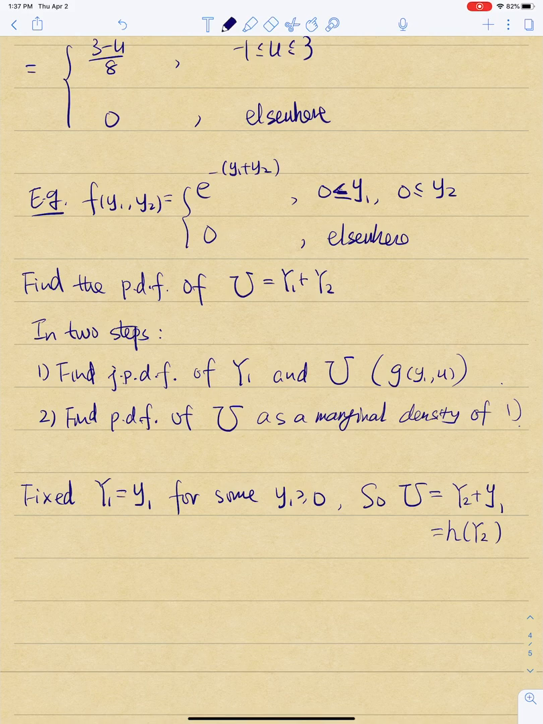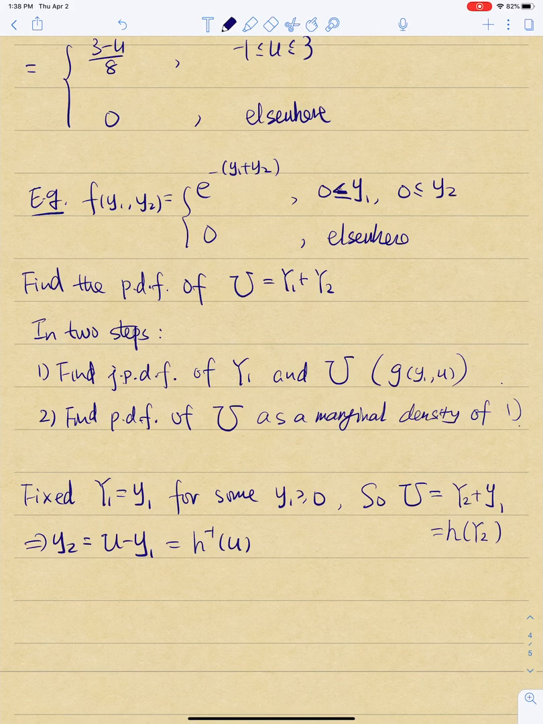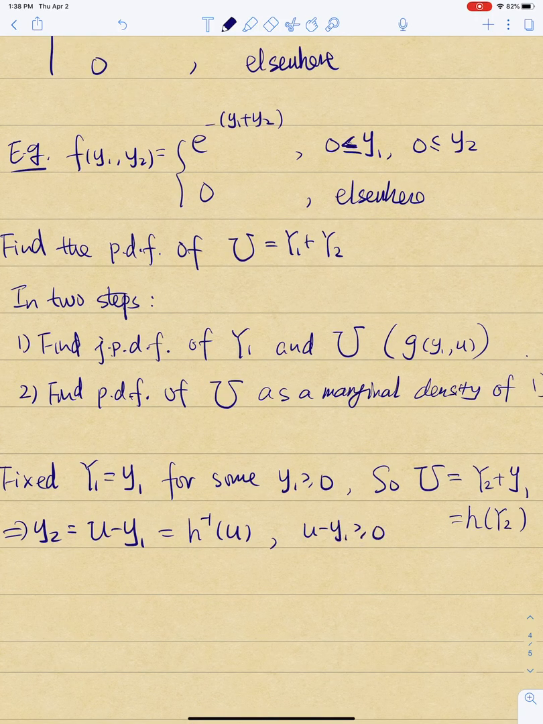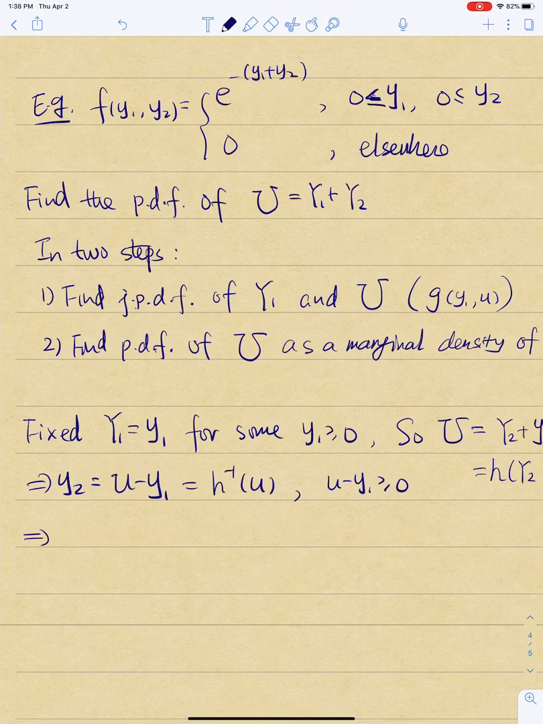And then, just like what we did before, once we have the function, we're going to find the inverse function by solving for y. So in this case, we're going to have to solve for y2. So y2 is, and this is what we call h inverse of u. And because h inverse of u is y2, we needed y2 to be greater than or equal to 0, so our u minus y1 has to be greater than or equal to 0. So now we're going to apply the theorem.